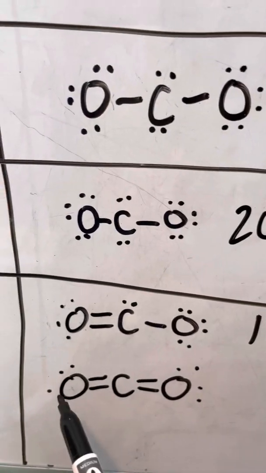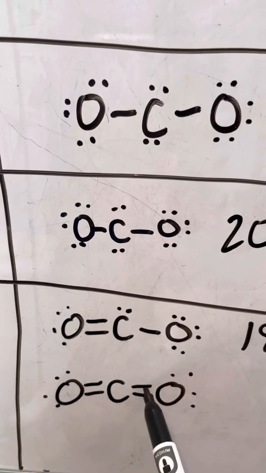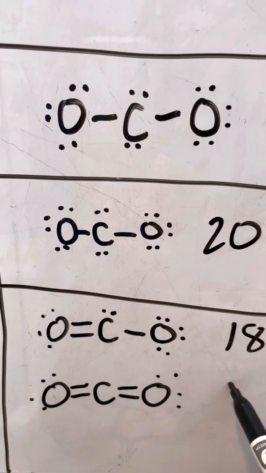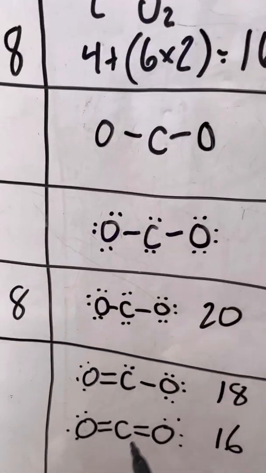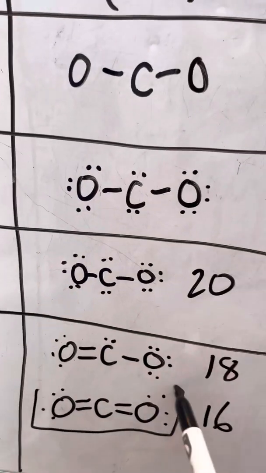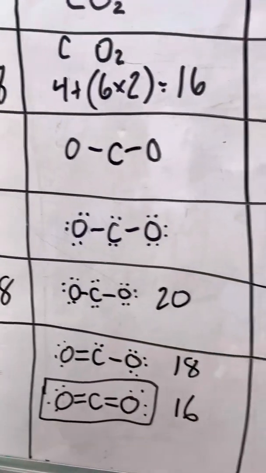Now we're going to count. 2, 4, 6, 8, 10, 12, 14, 16. 16 valence electrons. That's the number we started with. This right here is the Lewis structure for carbon dioxide.